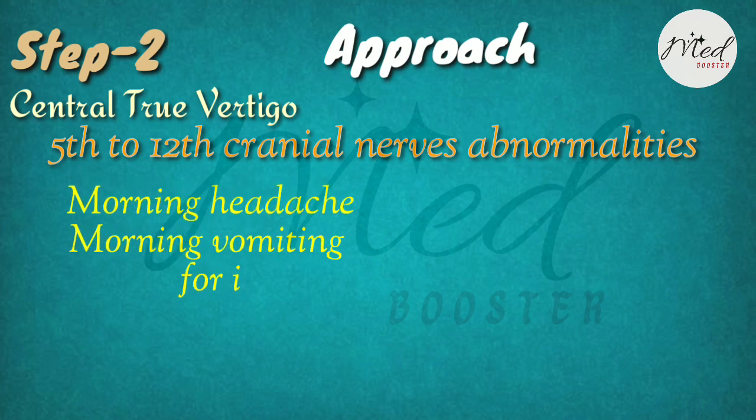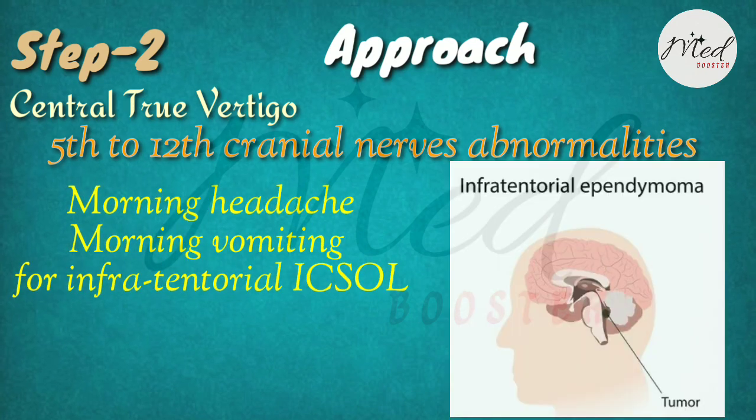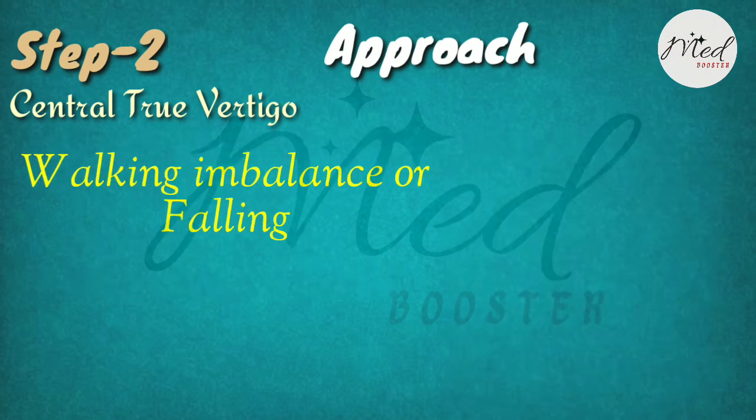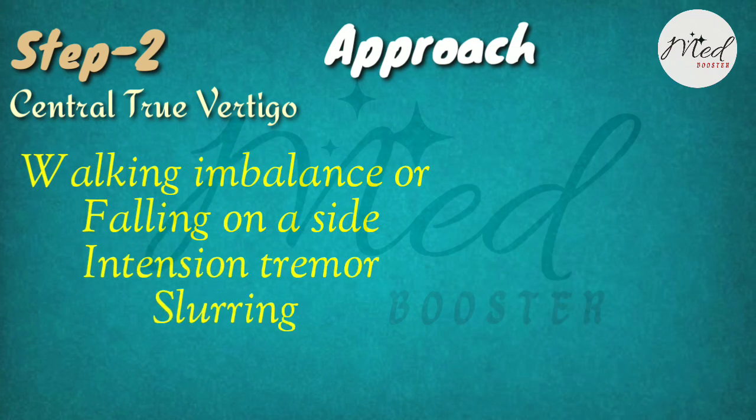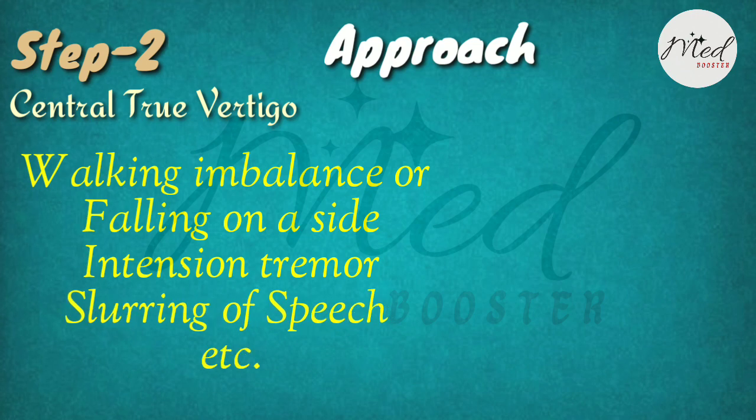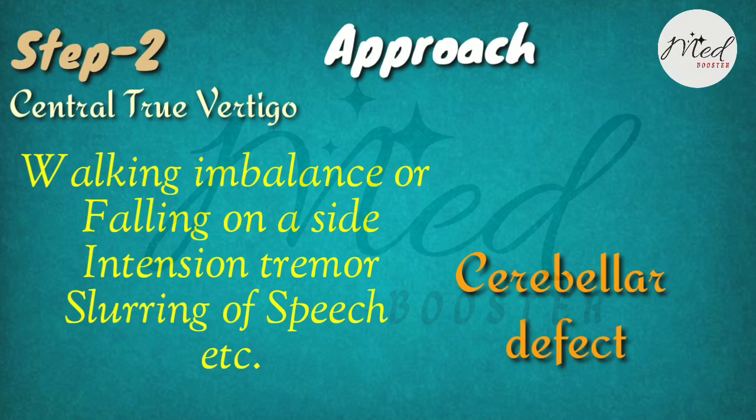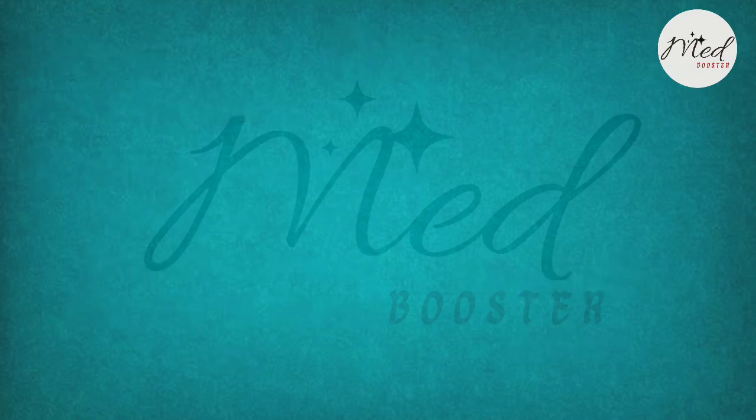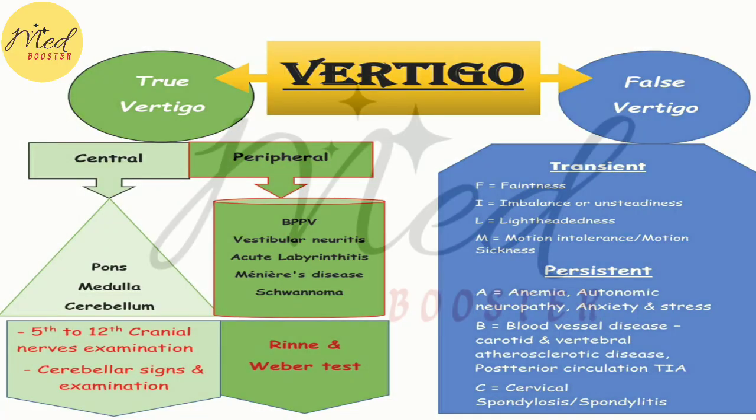Any morning headache, morning vomiting for infratentorial space-occupying lesion, any walking imbalance or falling to one side, intention tremor, slurring of speech for the cerebellum. Here is a summarization of vertigo.